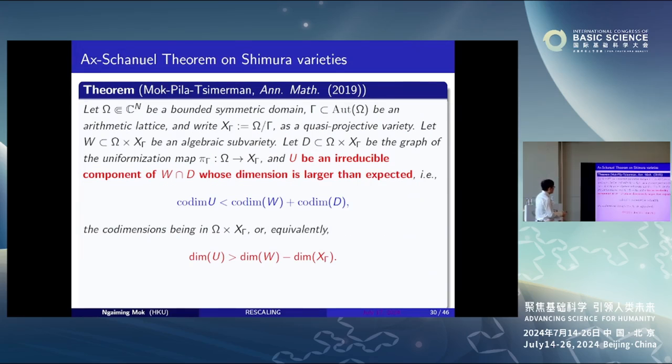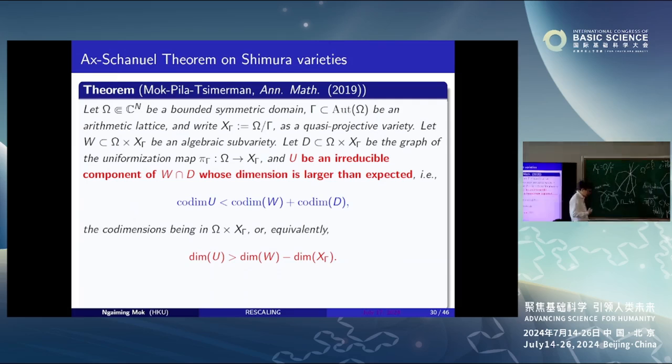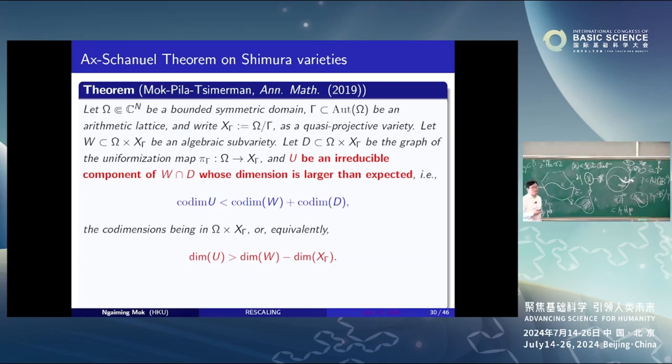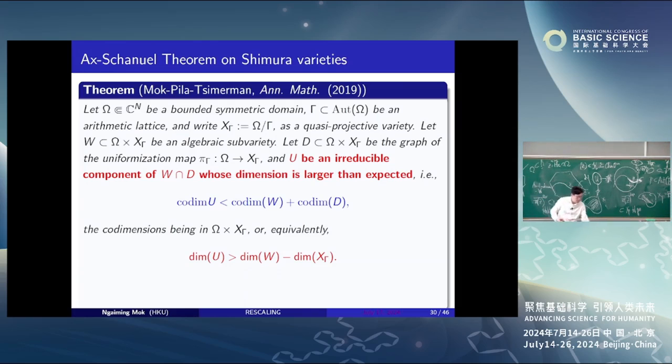Okay. Well, then I communicated this way of approaching Ax-type theorems with Pila and with Zimmermann. Zimmermann was visiting Hong Kong U, and we discussed how the solution for the case of the J function can be adapted to the Shimura variety situation. The case of the J function could be solved for a number of reasons.